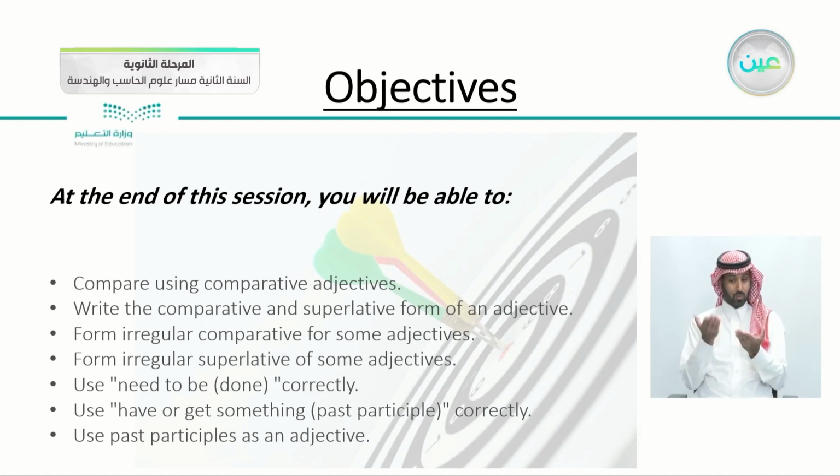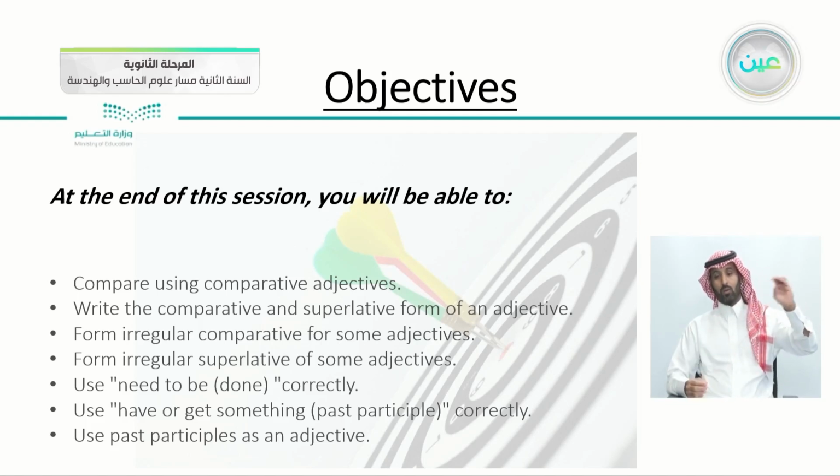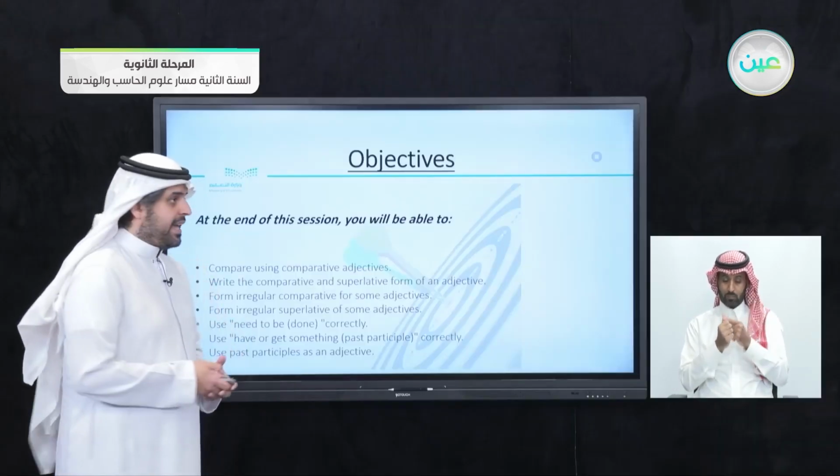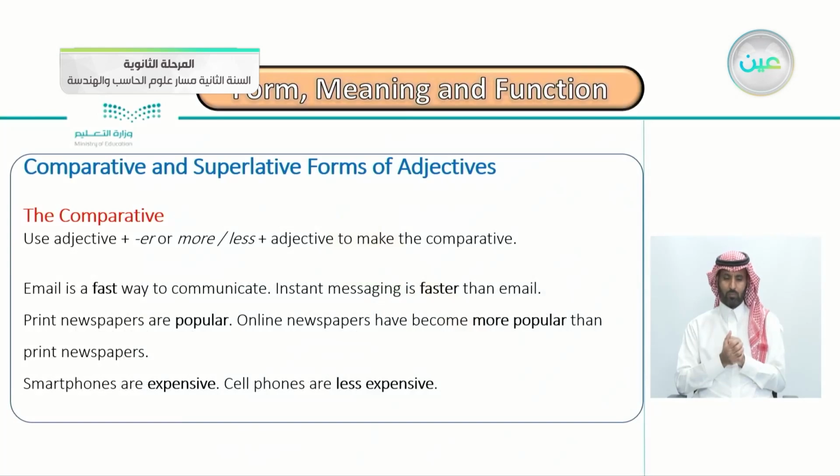Use need to be done correctly, need to be, and use have or get something plus the past participle correctly. Use past participles as an adjective. So we'll be using past participles as adjectives. We're beginning here with the form, meaning, and function. We're beginning with the comparative and superlative forms of adjectives. Let's read together and study here.